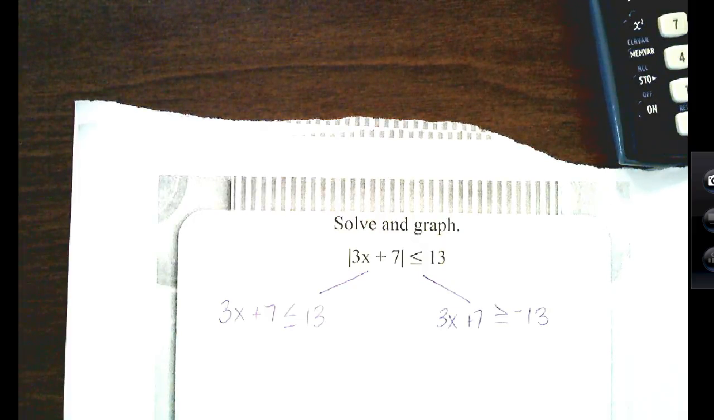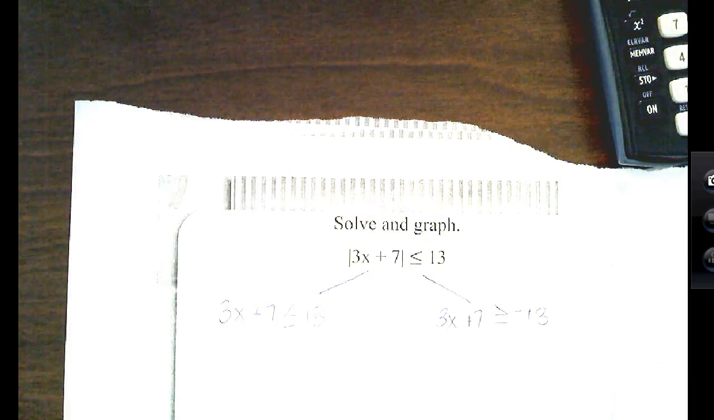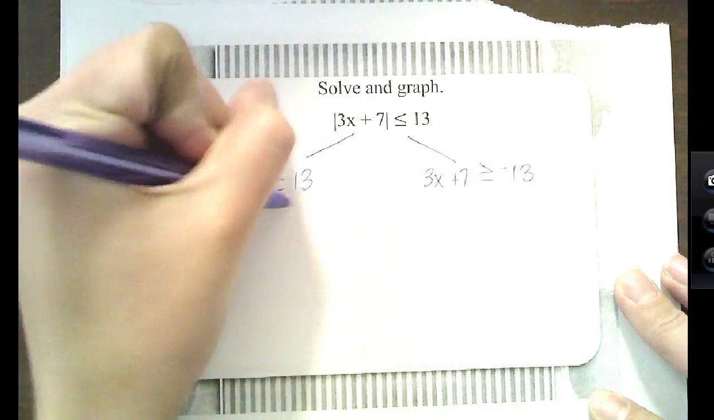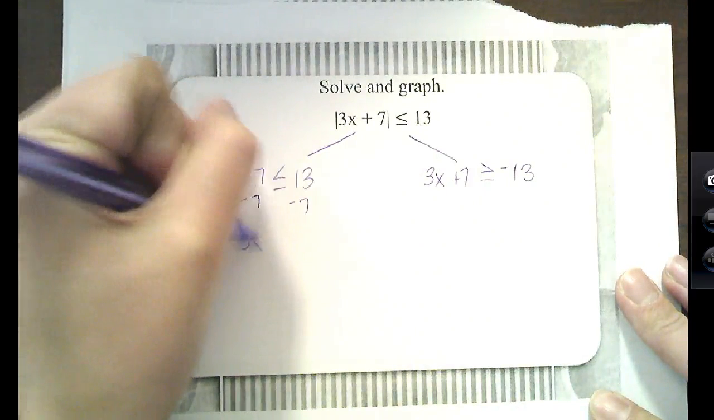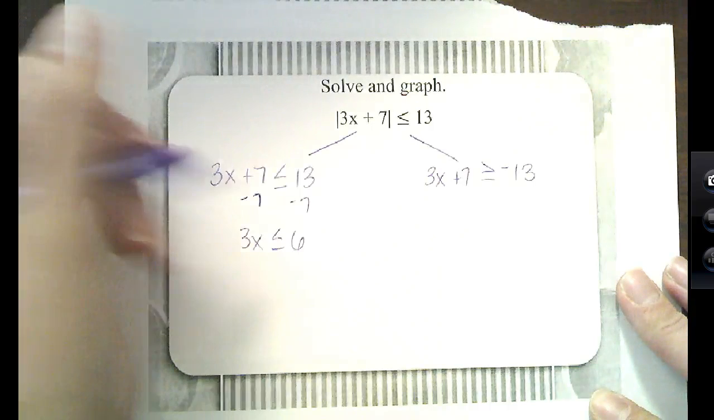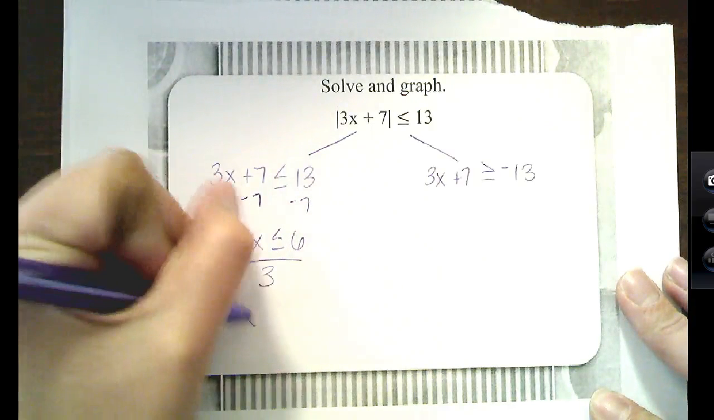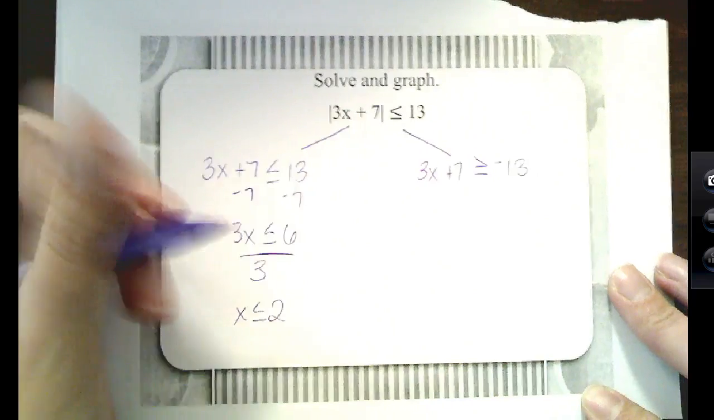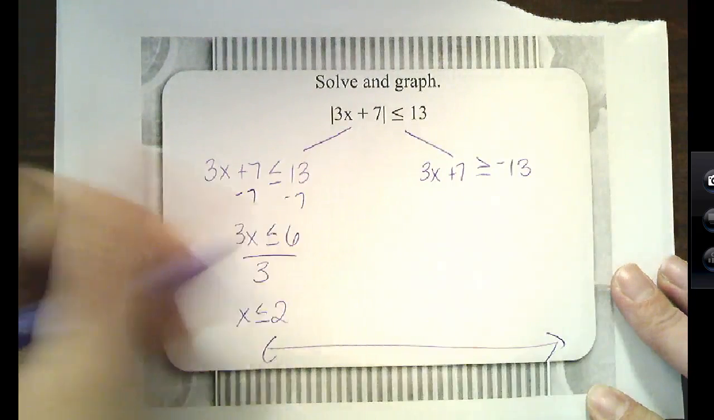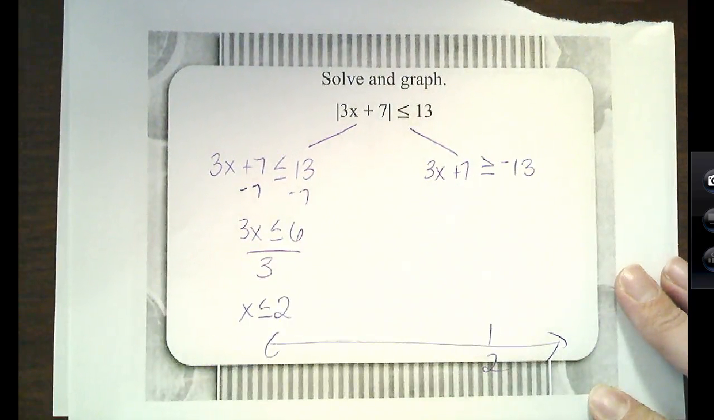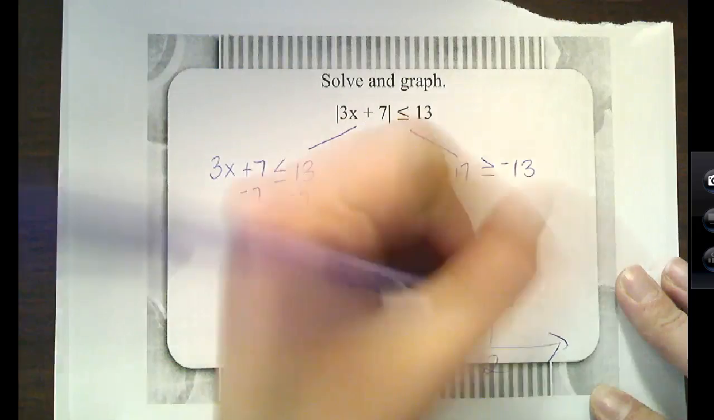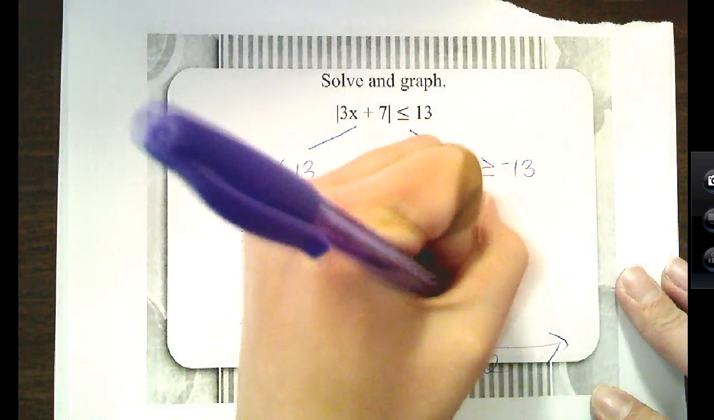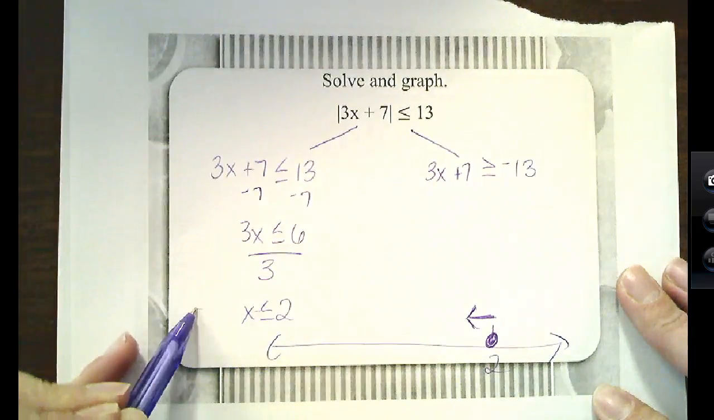All right, we're going to start going over this one. So for this question here, we already split it into two different inequalities. Now, for this first inequality on the left, I'm going to go ahead and subtract 7, subtract 7. I get 3x is less than or equal to 6. Divide by 3, x is less than or equal to 2. So on my number line, I'm going to go ahead and put a 2. Is that an open or a closed circle? Closed circle. And my arrow is going to go to the left because the inequality symbol is pointing left.